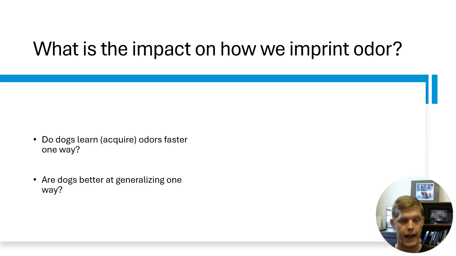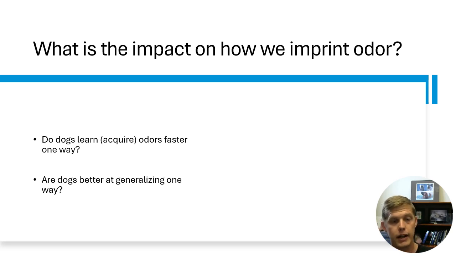In other words, if I have a bunch of odors that I'm going to train, a certain standard set of odors, does it matter whether I give them one at a time, or whether I mix them together, or whether I train the dog on all of them at the exact same time? Does that make any difference on, one, how long it takes the dogs to learn the task? So do they acquire or learn the task faster one way or another?